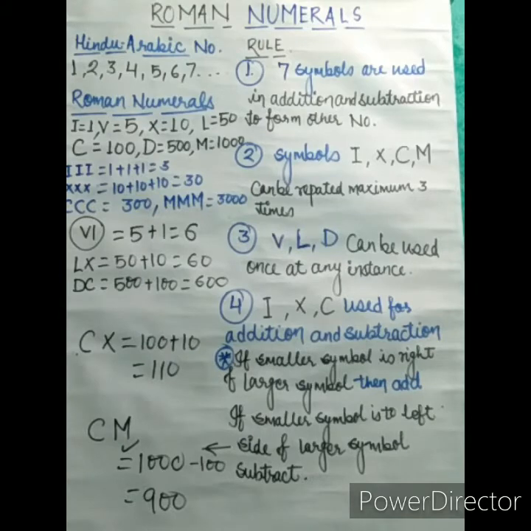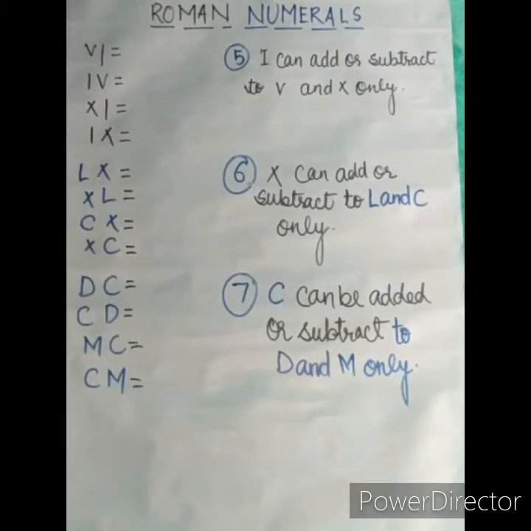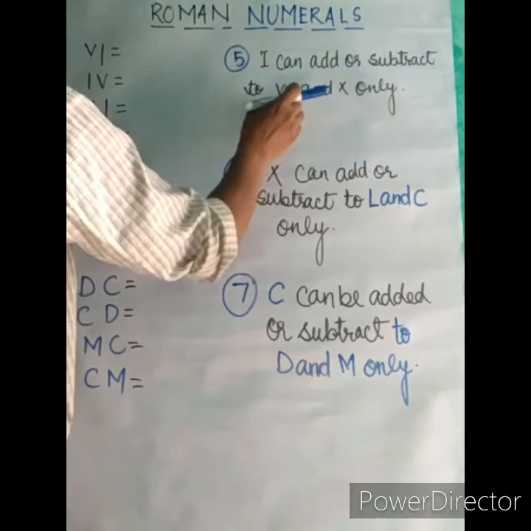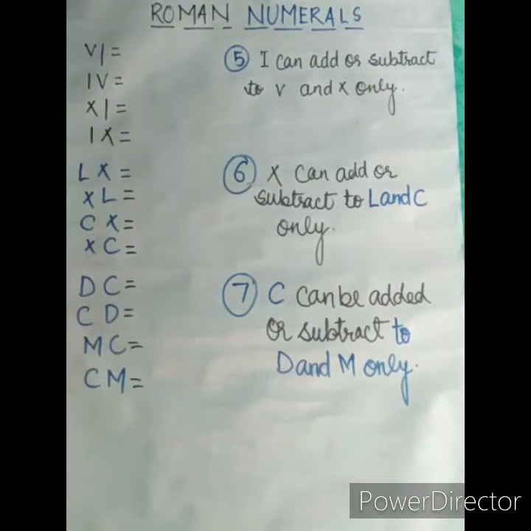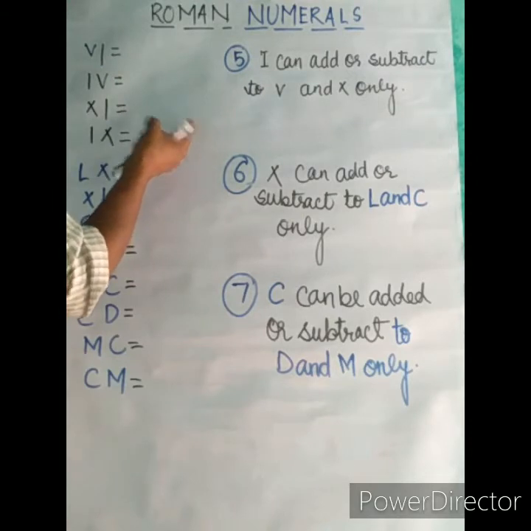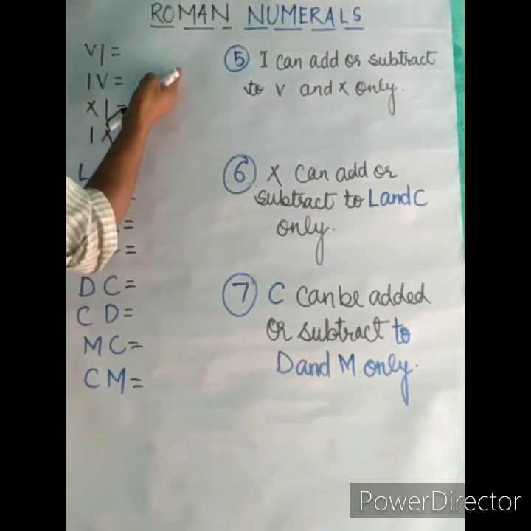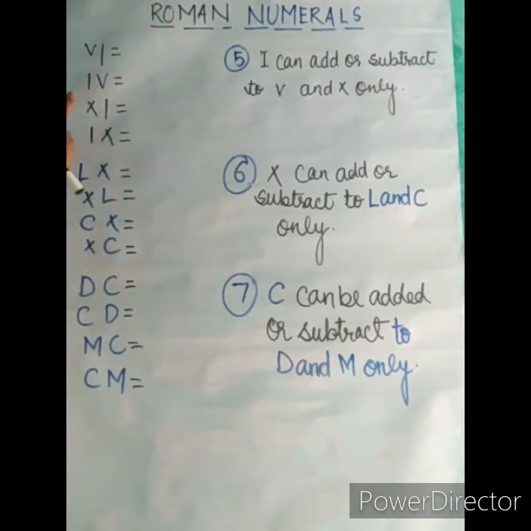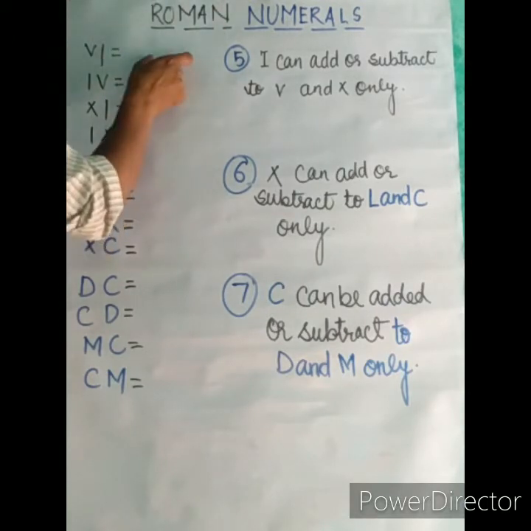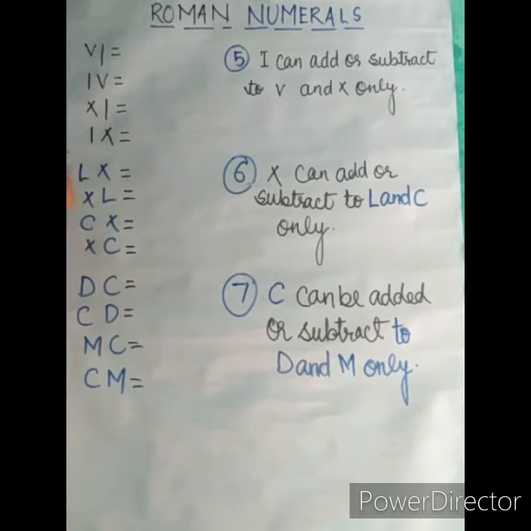Then we have two more rules, which we will study now. Here is the fifth rule: the symbol I can add or subtract to V and X only. This means I can be written to the right side of V and left side of V, and to the right side of X and left side of X. If a smaller symbol is written to the right side, we add it. If it is written to the left side, we subtract it.